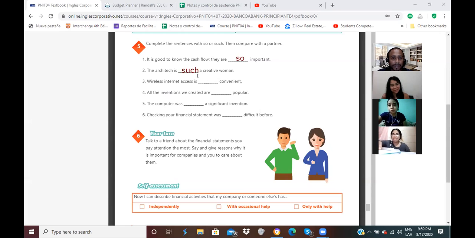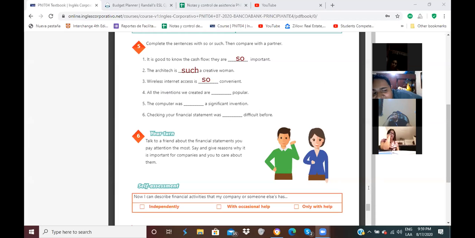Carla Yesenia, number three. Wireless internet access is so. Excellent, so convenient. Number four, please. Daniel Armando, number four. All the inventions we created are so popular. Very good. The computer was such a significant invention. Checking your financial statement was so difficult before. All right.